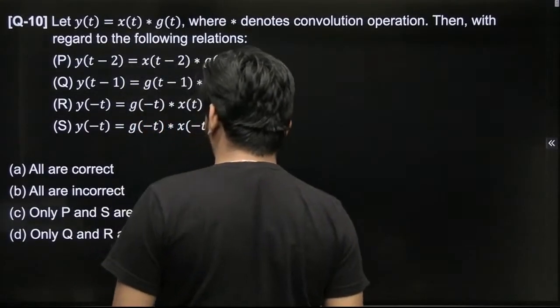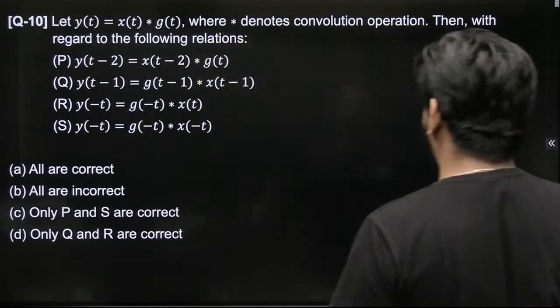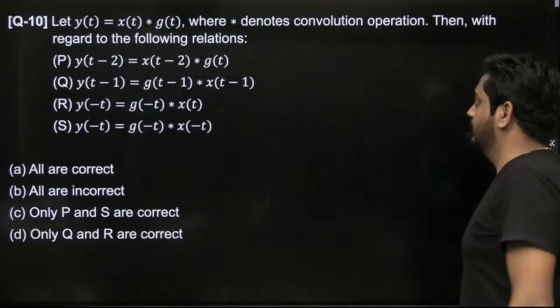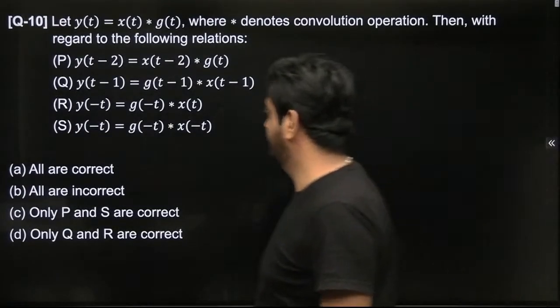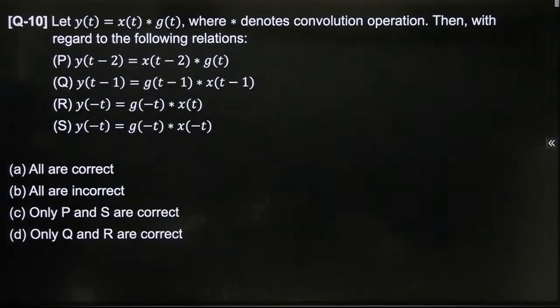Okay, this is also a very important question, guys. Let y of t equal x of t convolved with g of t, where the asterisk denotes the convolution operation. Then with regard to the following relations P, Q, R, S, how many statements are correct? How many statements are correct, guys?